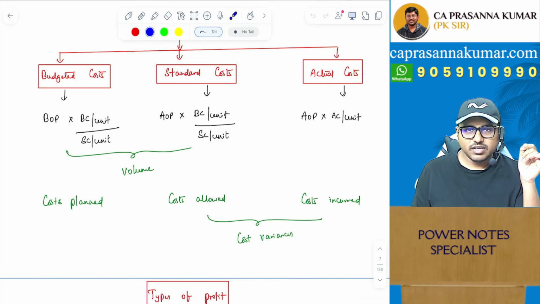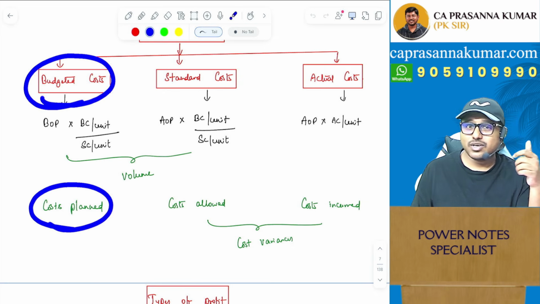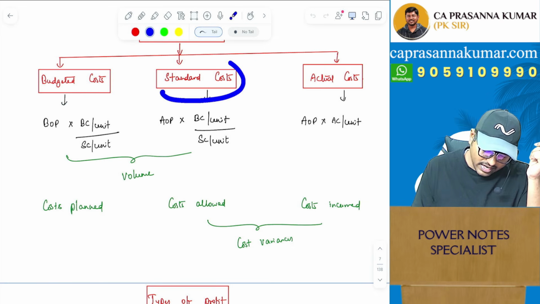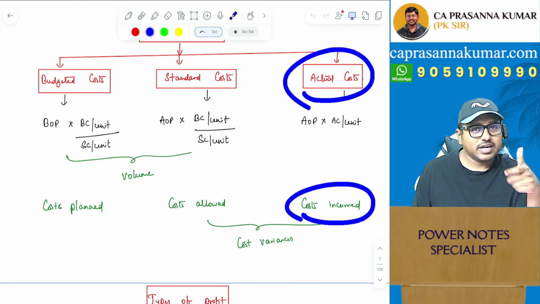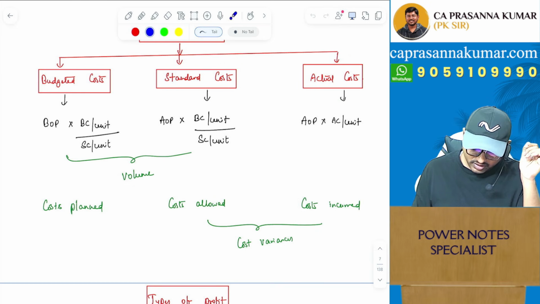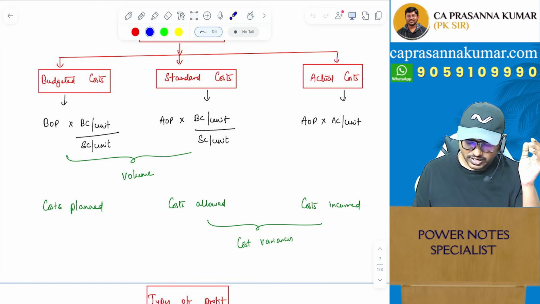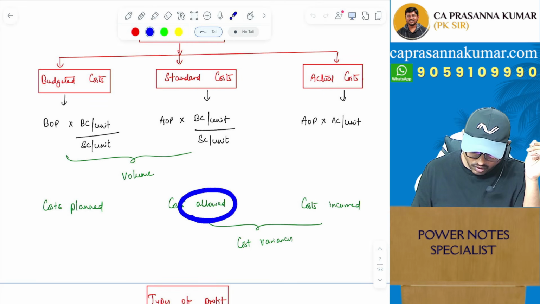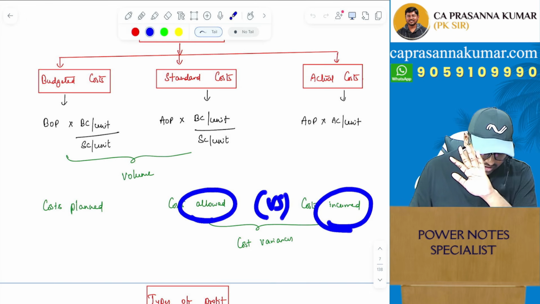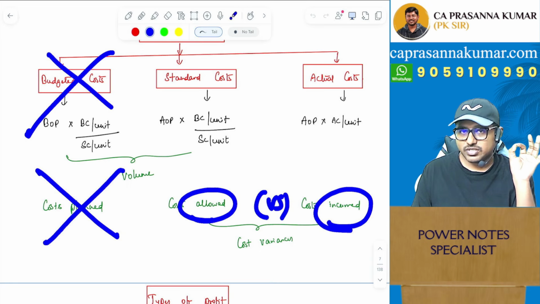Then what about the variances that we are calculating? Because the chapter name is standard costing, right? So therefore, I can also call budgeted cost as costs that are planned, what you plan at the beginning. Standard cost can also be called as costs that are allowed. Actual cost is nothing but cost that has been incurred. And for your kind information, the variances that we're going to calculate, especially cost variances, whether it is material, labor, variable overheads, fixed overheads, are the difference between standard cost and actual cost, which means what you allow versus what is incurred. It has got nothing to do with what has been planned, which is nothing but budgeted cost. Please keep this in mind.